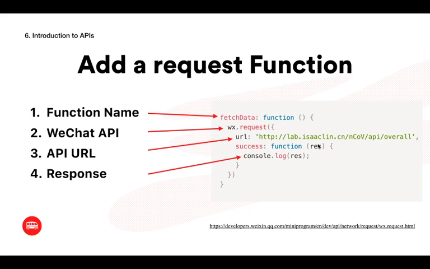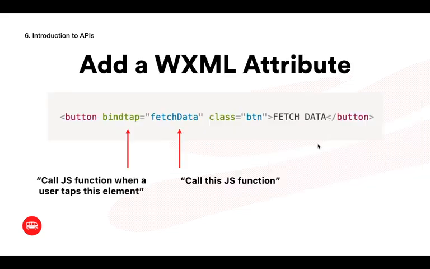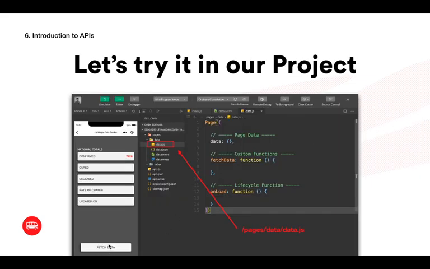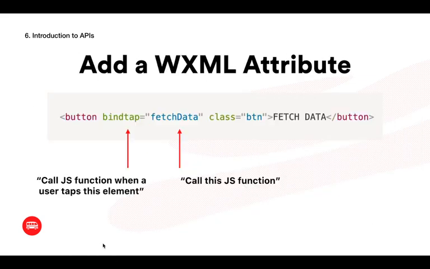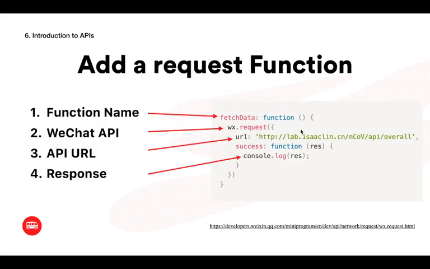All right? So once we've added this request function, and again, I'll show you how to do this in the code in just a little bit, we are going to add another bind tap. Just like we did before with bind tap navigate to data, we want to add a bind tap fetch data to our button in the data.wxml, which is this button here. So we're going to go to our WXML page and add that bind tap. Then basically when the user clicks on this button, we want to call this fetch data JS function here.